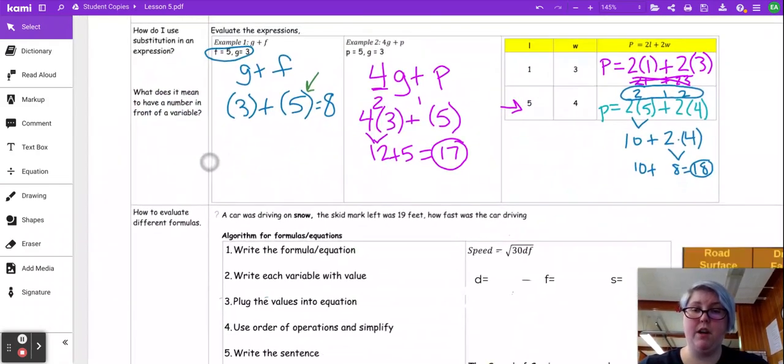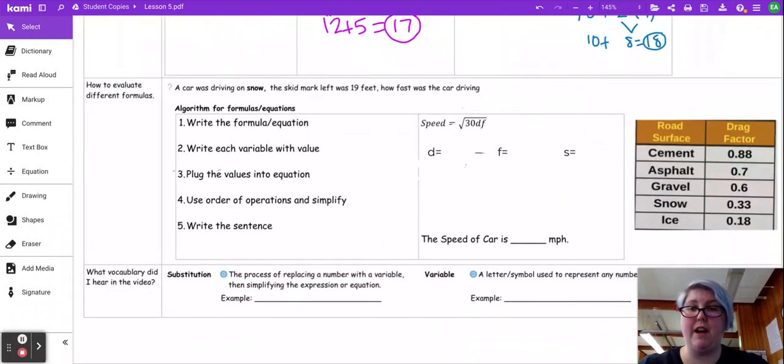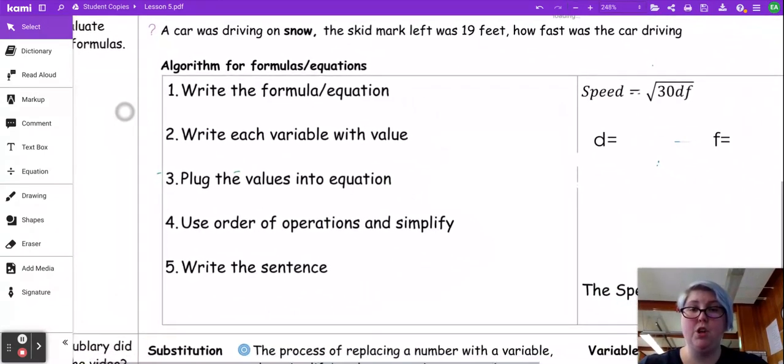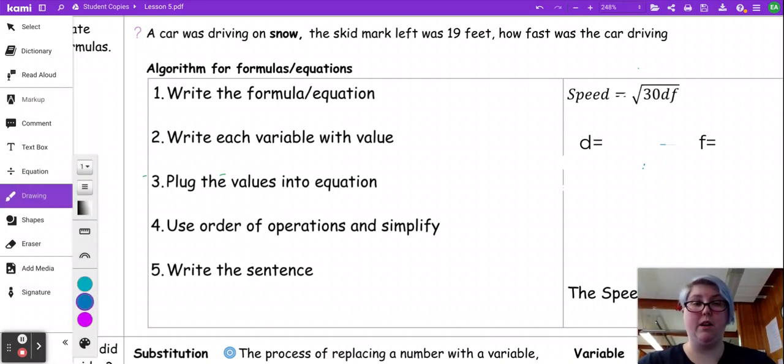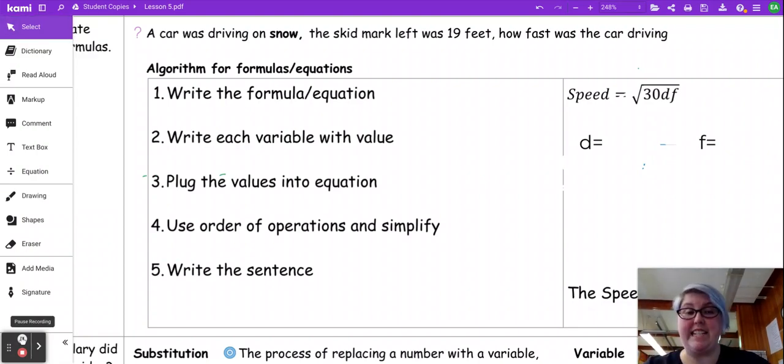We are going to move on to how to evaluate a different formula. A car was driving on snow. It skidded and left a mark of 19 feet. How fast was the car driving? Well, here you go. We have the algorithm, the steps to fill this out. Number 1, write the formula down. Speed is equal to the square root of 30 d f. And we know d is the distance and f is the drag factor.